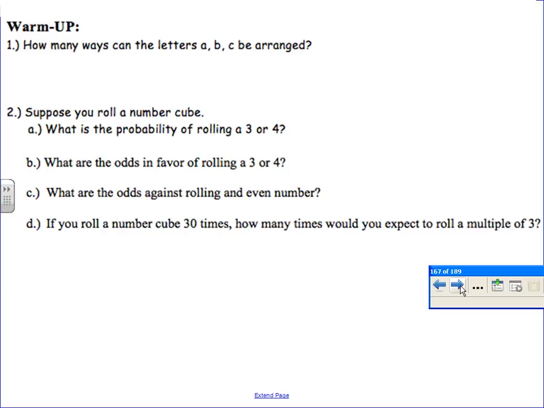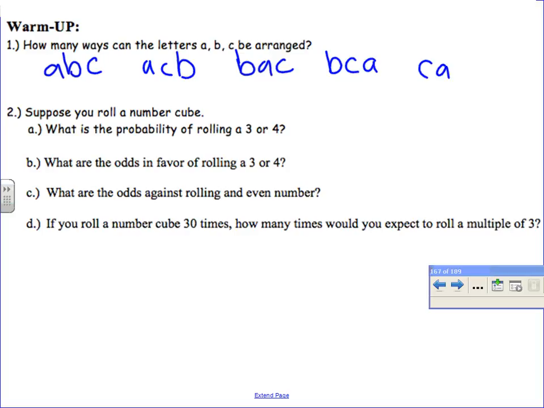Donatus, what's one way we can arrange letters A, B, and C? Good, A, B, C. Mary, what's another way? Good, A, C, B. What's another way? Briar? Good, B, A, C. Sean, what's another way? Good. Zach, what's another way? Good. Charles, what's another way? Good. Emma H, what's another way?